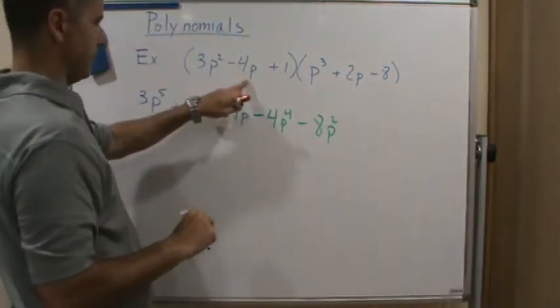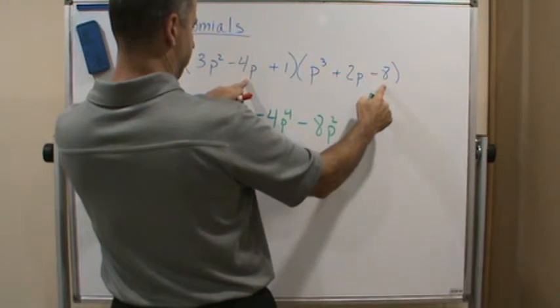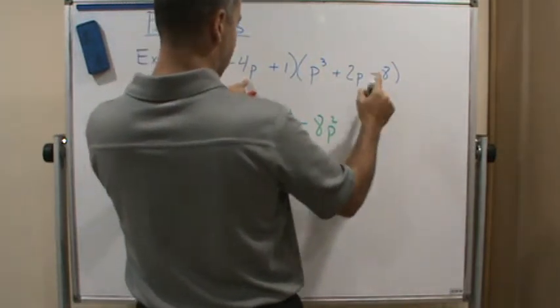And then this times this is going to give me what? Positive 32p, right?